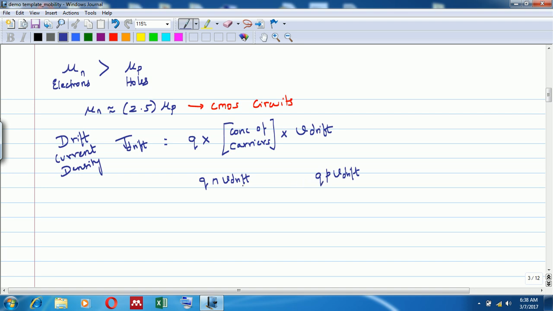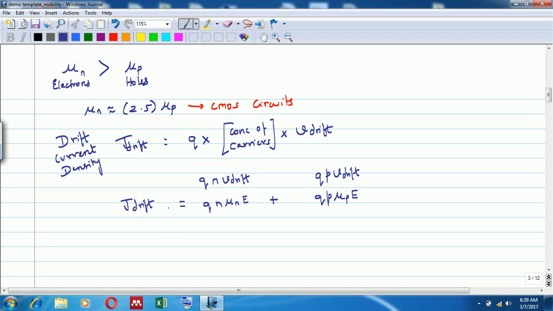So you can write drift velocity in terms of mu and electric field: Q times N times mu N times E. Here it will be Q times P times mu P times E, and the total drift current density will be the sum of these two terms. So we can see here drift current will depend on charge times concentration of carriers. Higher the concentration of carriers, higher will be the drift current. Higher the mobility and electric field, higher will be the drift current. It depends on concentration and electric field.